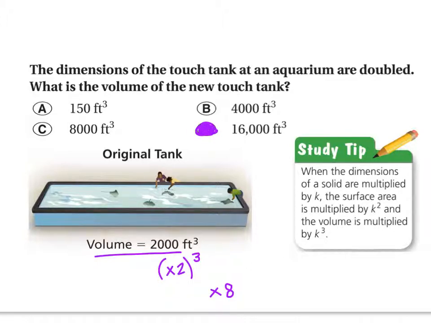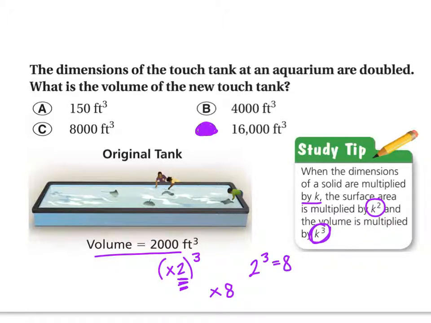So you can see the study tip over here. When the dimensions of a solid are multiplied by k, which in this case our k was 2, right? The surface area is multiplied by k squared. That makes sense. Surface area, square units. And the volume, which we had for this problem, is multiplied by k to the third. So that's why we did 2 to the third, and that gives us 8.